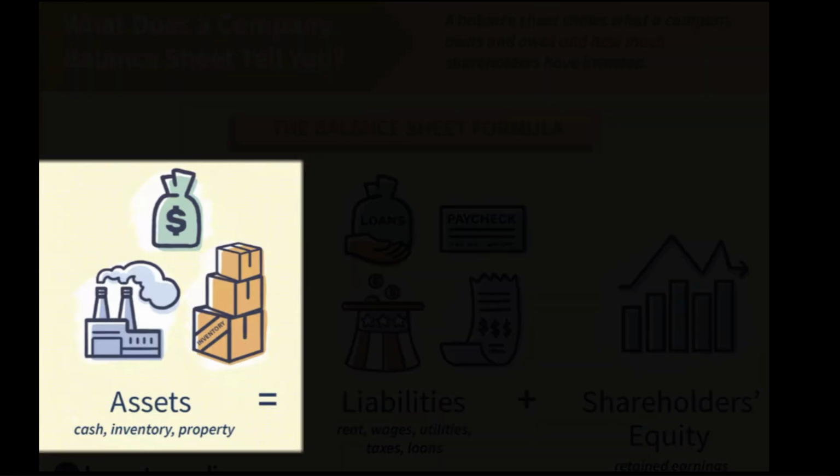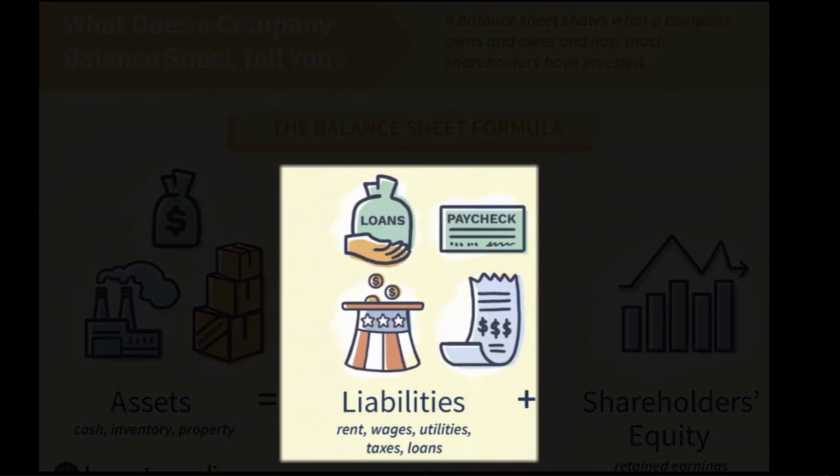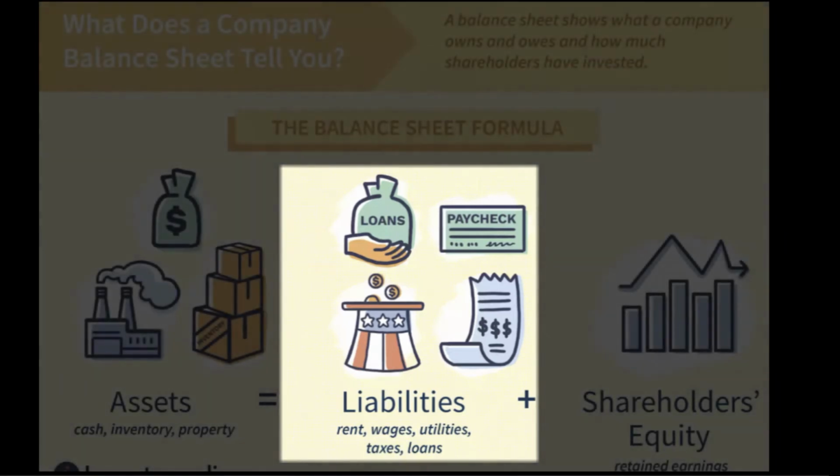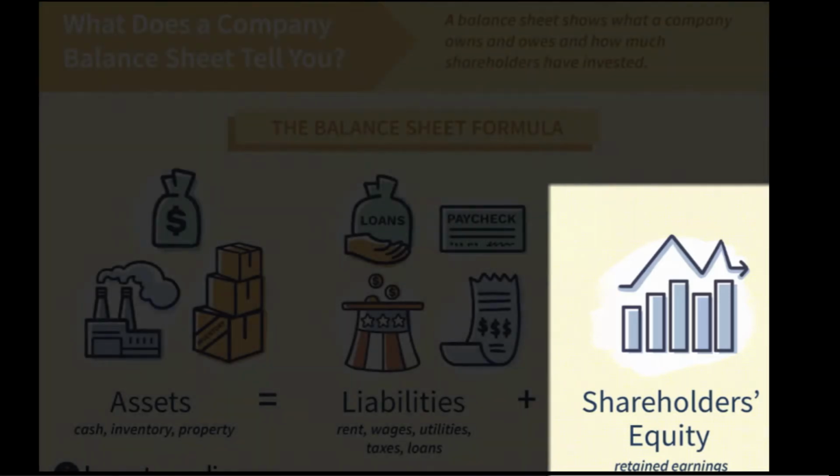So for assets, this is what they own. This is their cash, their property, their inventory. For liabilities, this is what they owe. These are their rent payments, wages, utilities, taxes, loans. And shareholders' equity is retained earnings. It's how much the shareholders have invested, what's left over.